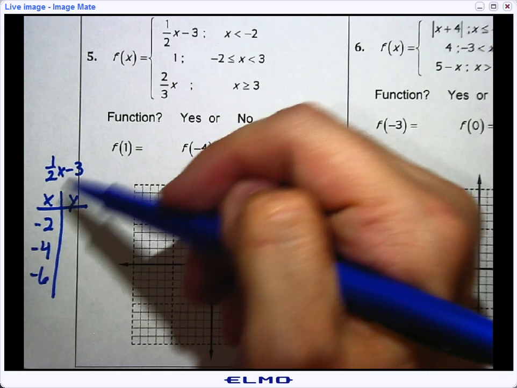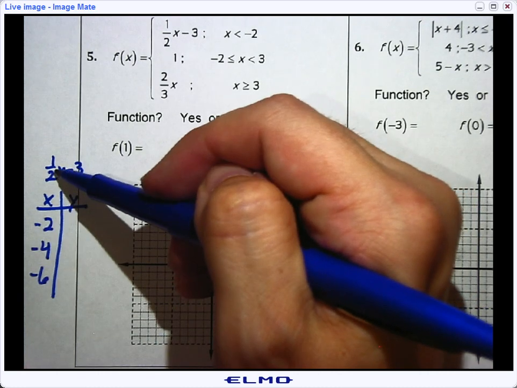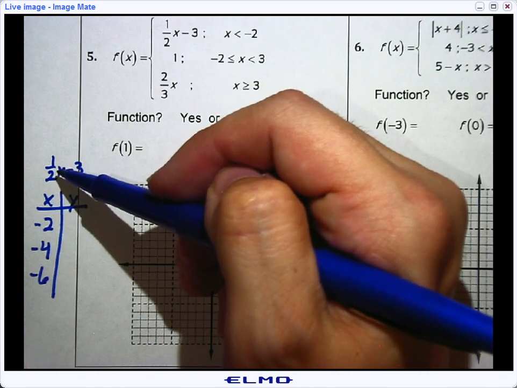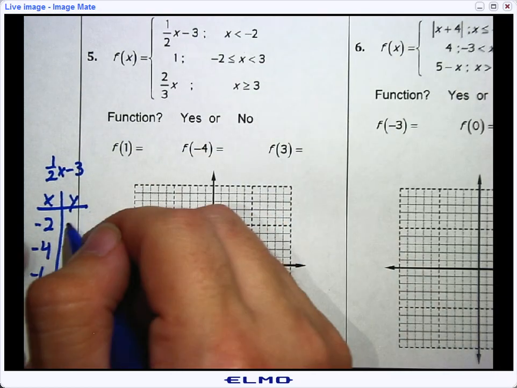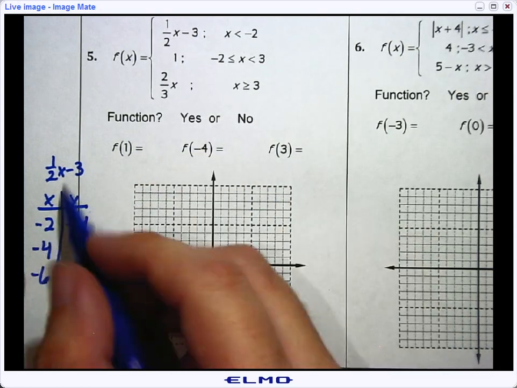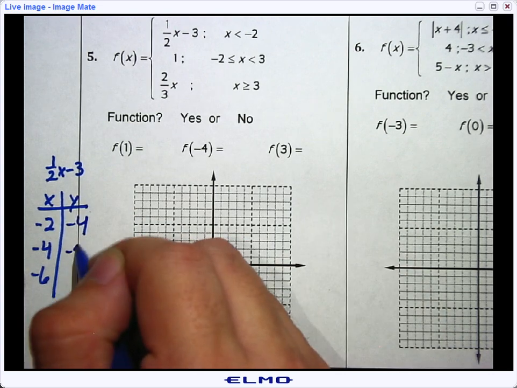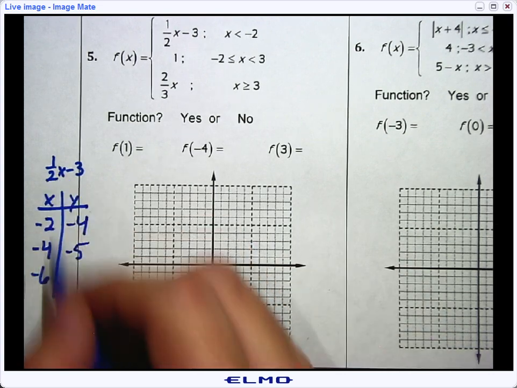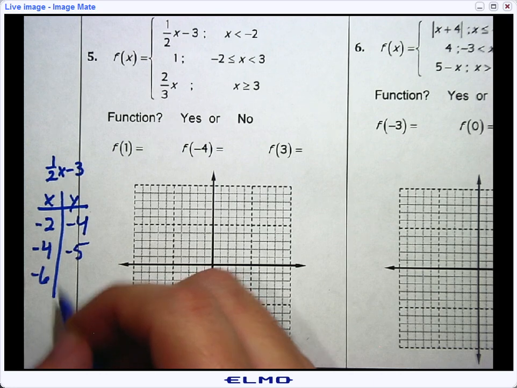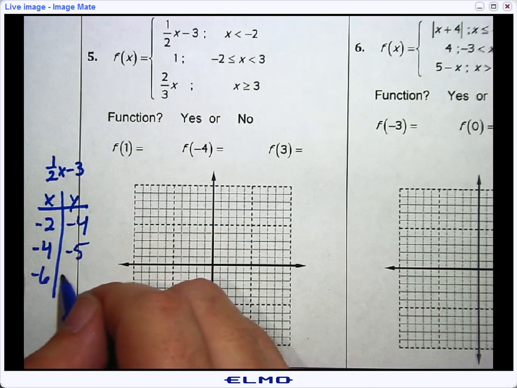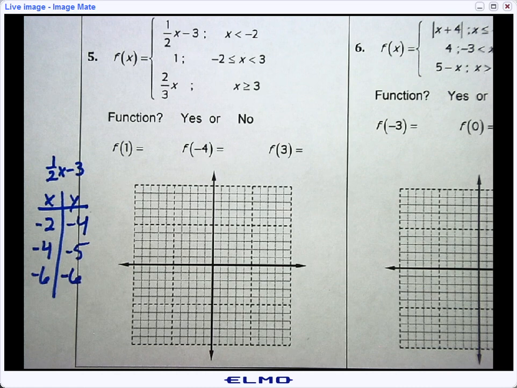So I want to take these values, plug them in here. 1/2 of -2 is -1. -1 minus 3, -4. 1/2 of -4 is -2. -2 minus 3 is -5. 1/2 of -6 is -3. -3 minus 3, -6. Okay?